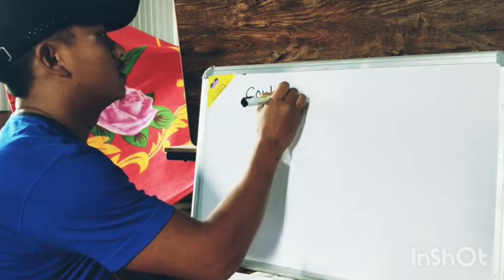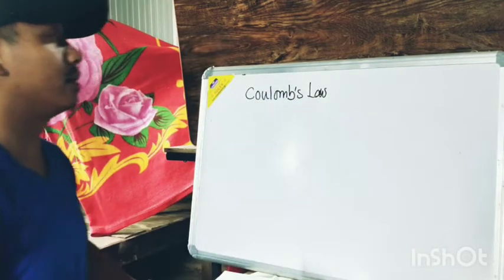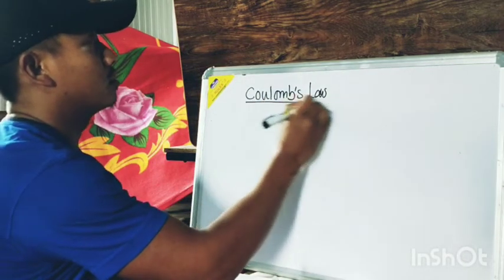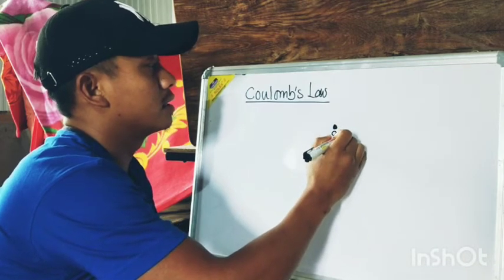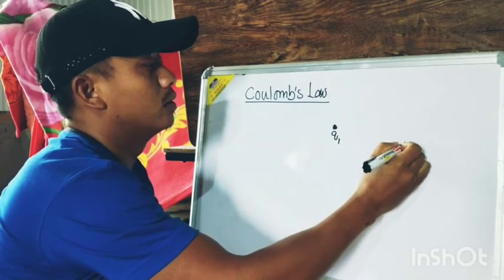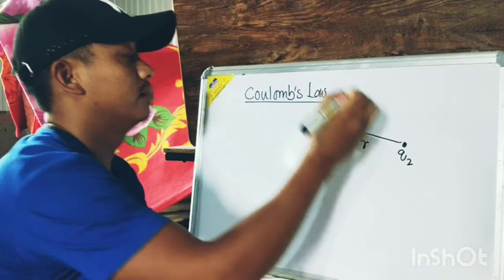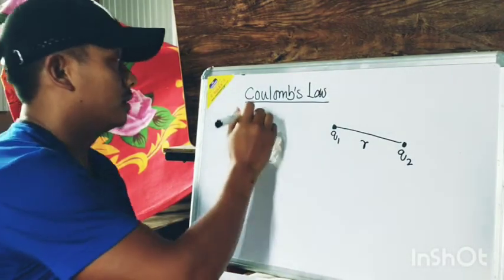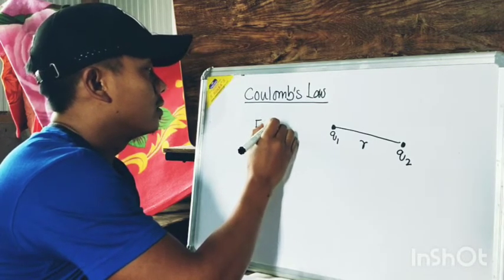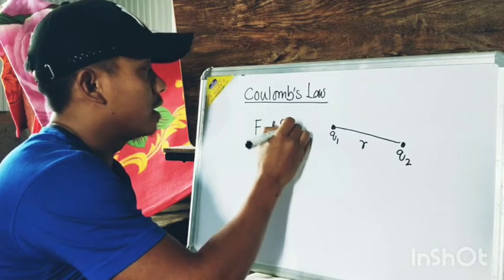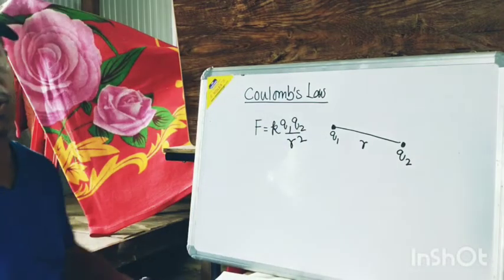Coulomb's law. This is what we have learned in previous class. According to this Coulomb's law, when you have two point charges, Q1 and Q2, separated by a distance R between them, the force between the two charges is equal to Coulomb's constant K, Q1, Q2 divided by R square. This is what you have learned.